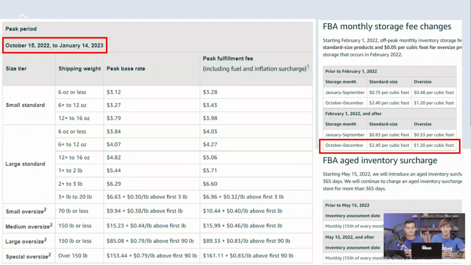First, you guys need to take into consideration that Amazon storage fees increased. Before, from January to September, it used to be around 80 cents, but it tripled. Now, from October to December, it's going to be around $2.80. So you need to make sure that you check the price before you ship to Amazon. Make sure you take the prices into consideration. Otherwise, you can lose some money.